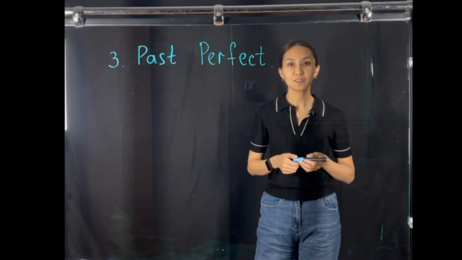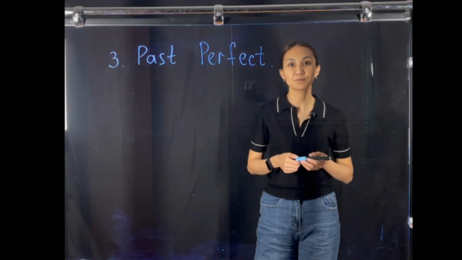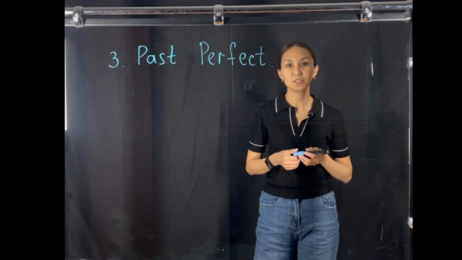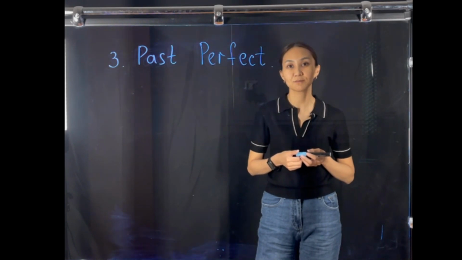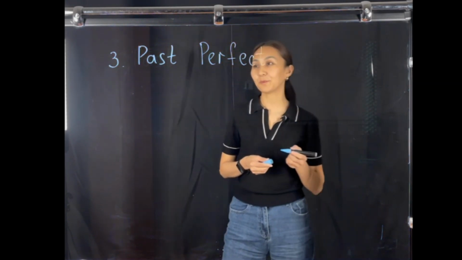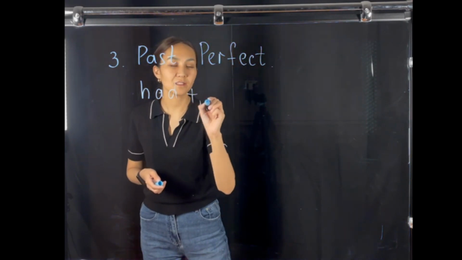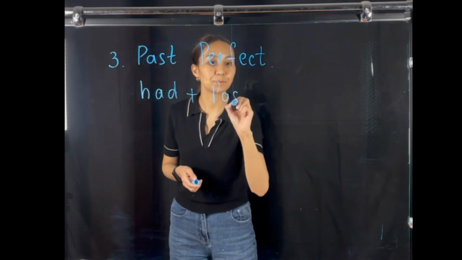The next narrative tense is past perfect. We use past perfect to talk about earlier actions which happened before the main event. We form past perfect using had plus past participle.